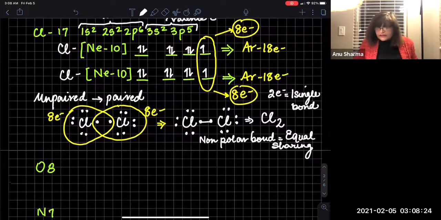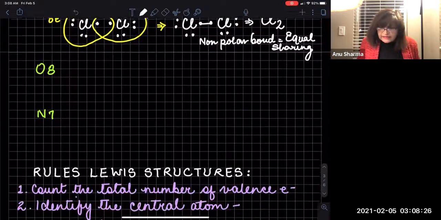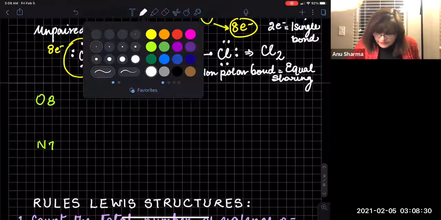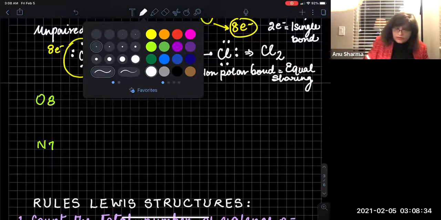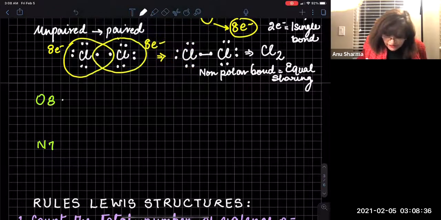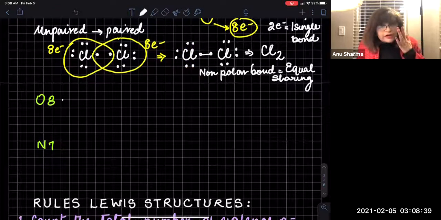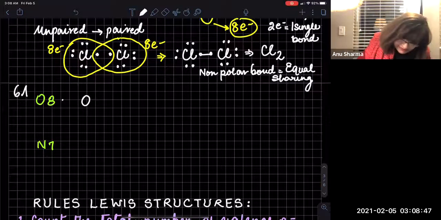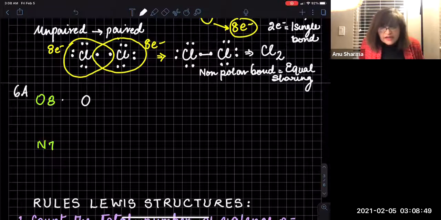Okay, of electrons, obviously. Okay, let's look at the oxygen now. Oxygen is 8. So now we have oxygen. I'm not going to draw the electronic configuration anymore. We are just going to draw the Lewis structure. So here is this oxygen, which is in group 6A. It has 8 electrons, that's fine.